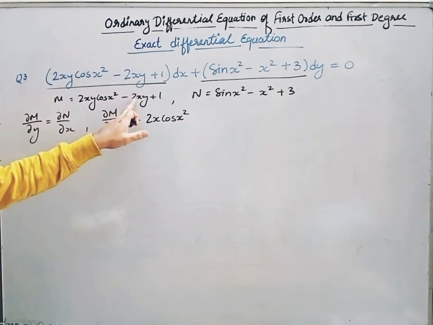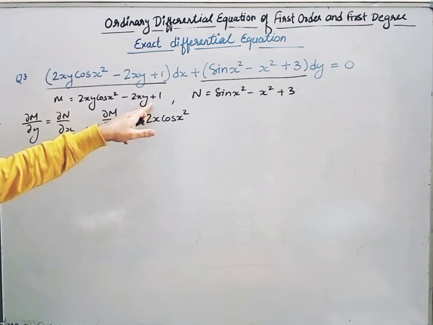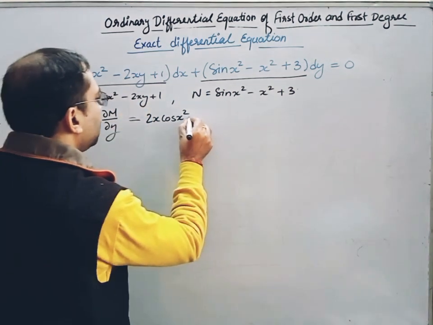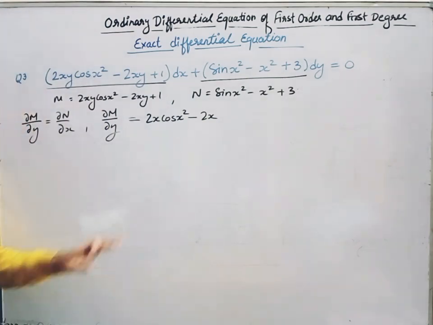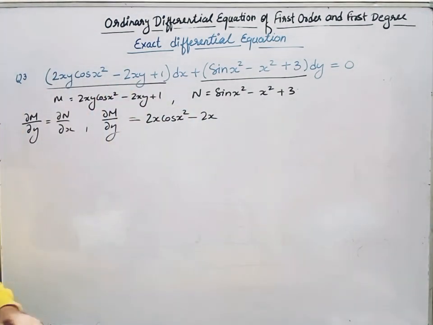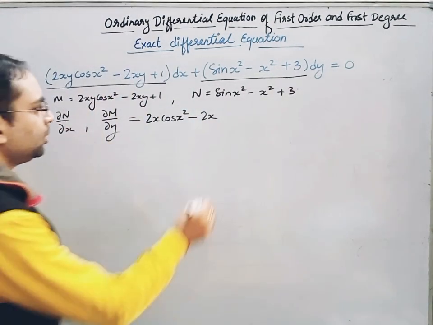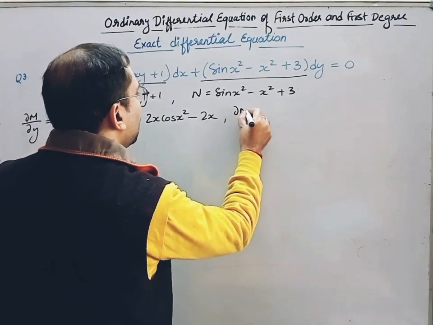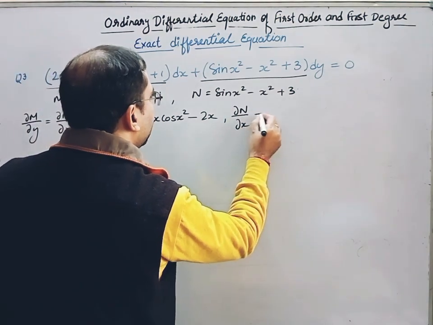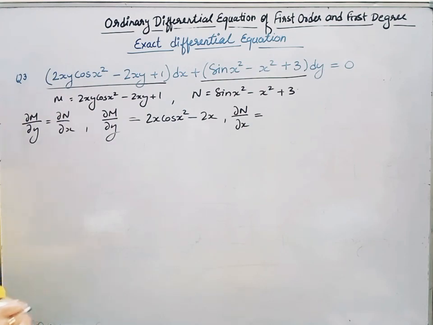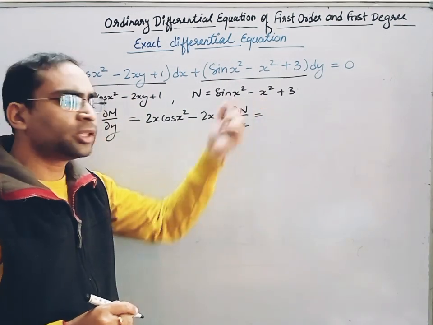Then in minus 2xy we have y to the power 1 again, so this will be only minus of 2x, and plus 1 is a constant, so it will be 0. So this is del m upon del y. Now we'll identify del n upon del x. So now we have to partially differentiate this with respect to x.